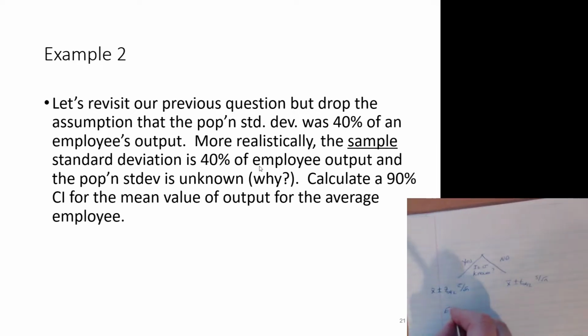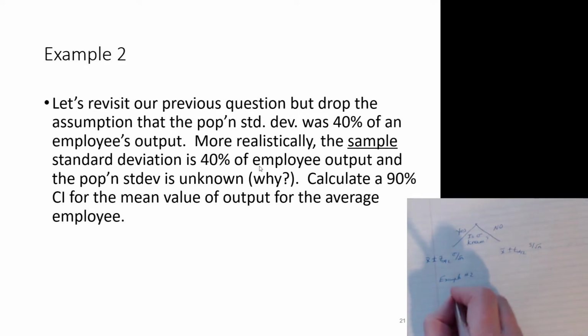Okay, so we have our example number 2. Based on the information from before, which I'll recap, we had an X bar of 40,000. And now we're assuming that the standard deviation is a sample standard deviation, 40% of that 40,000, which is 16,000. We have a sample size; in the previous example we assumed it was 36. We'll keep that 36 for this one. And now we'll calculate a 90% confidence interval.